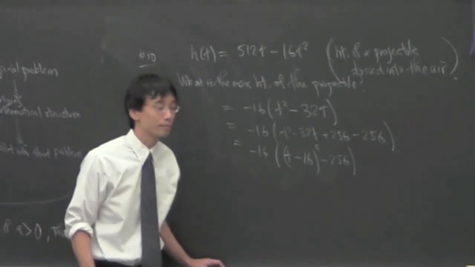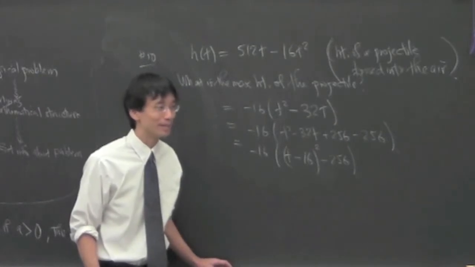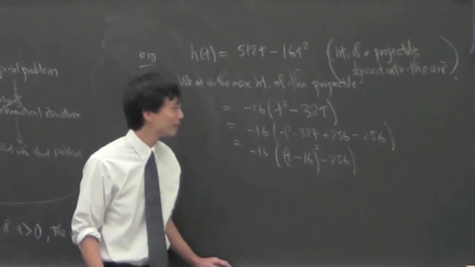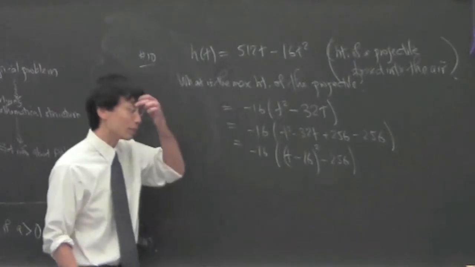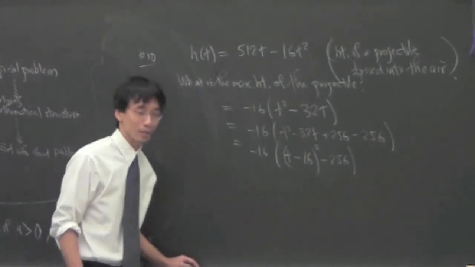It tells you the vertex, the axis of symmetry. Negative 16 times negative 256. Oh, okay, you're talking about the vertex. Yeah, vertex. From there you can.